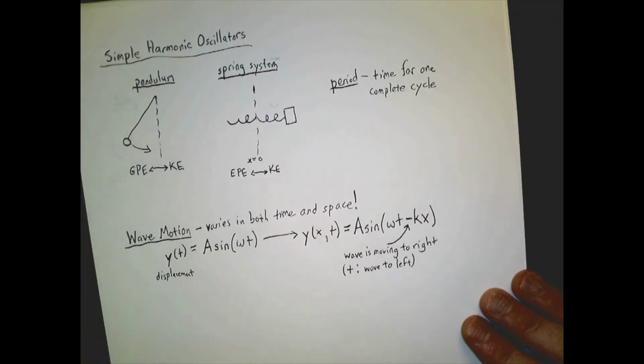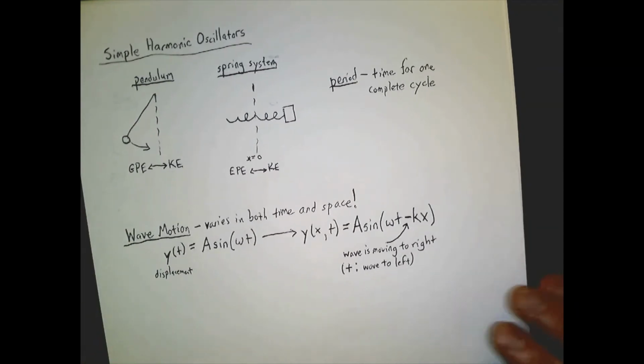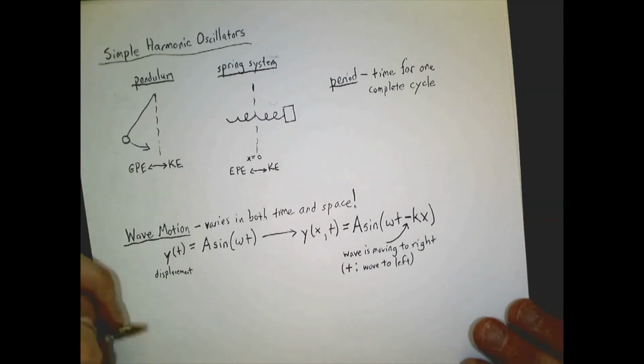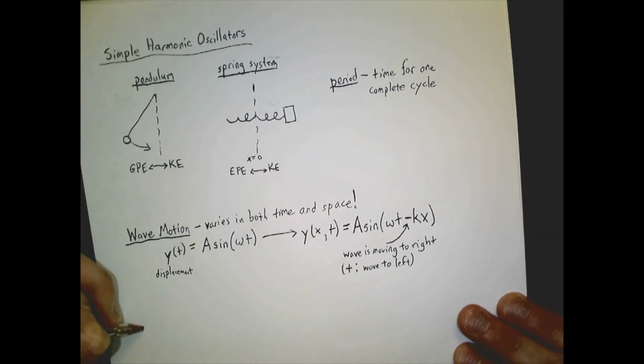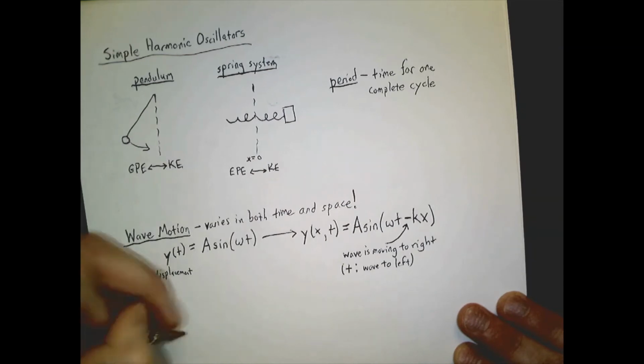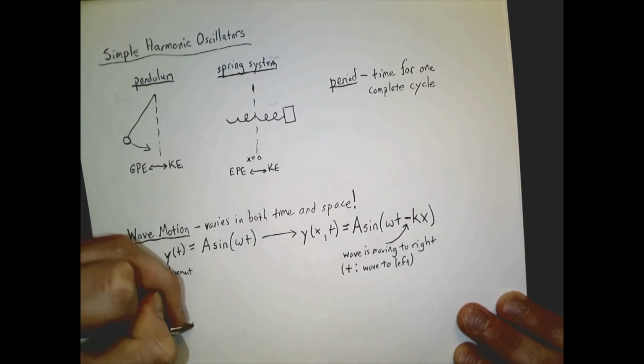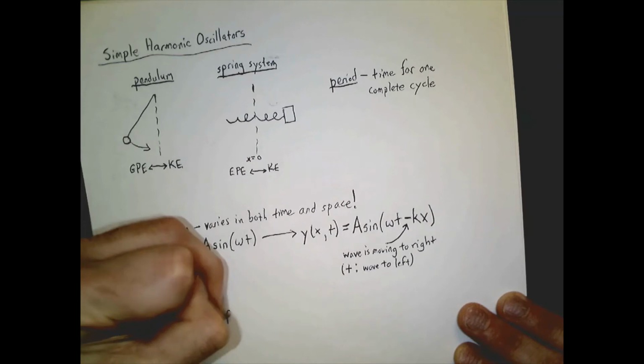All right, so now that we've talked about how we can describe a wave, it really begs the question, what the heck is a wave? So a wave, really in general, is a disturbance from equilibrium.